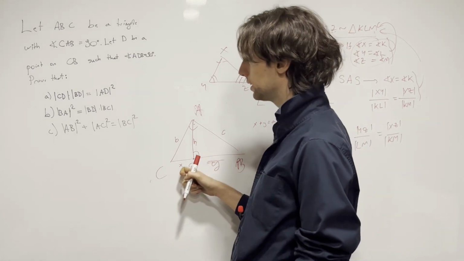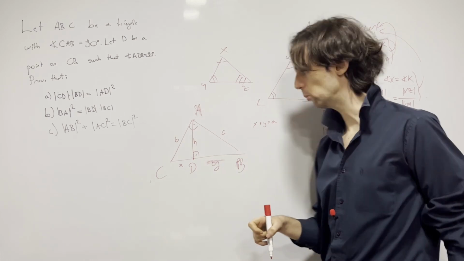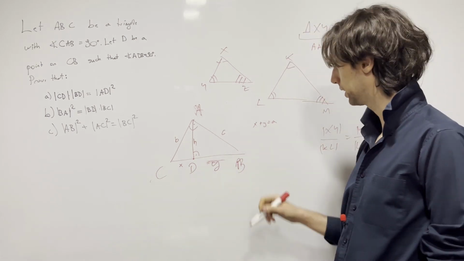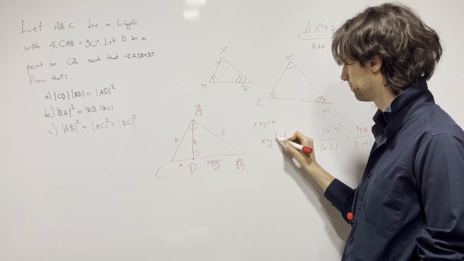And now what do we need to prove? We need to prove that X times Y, CD times BD, is h squared. Okay, so how are we going to prove x times y is h squared?